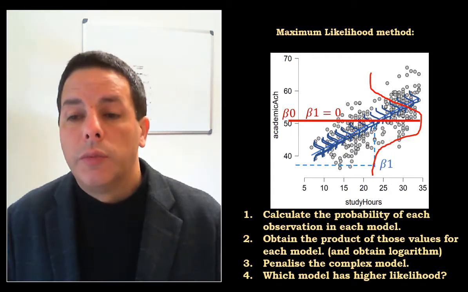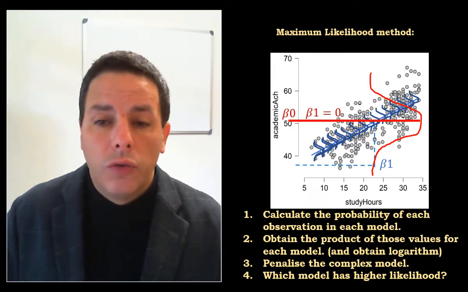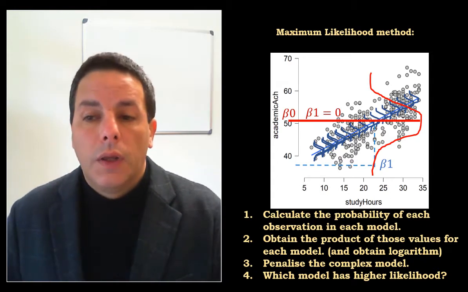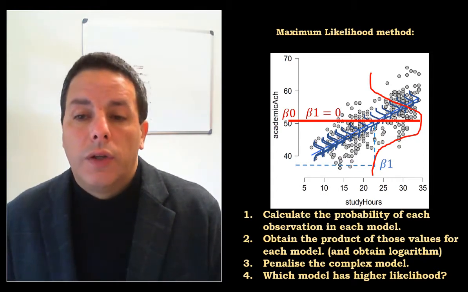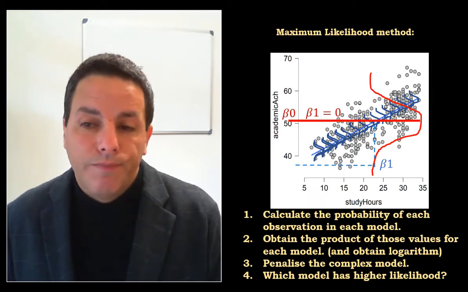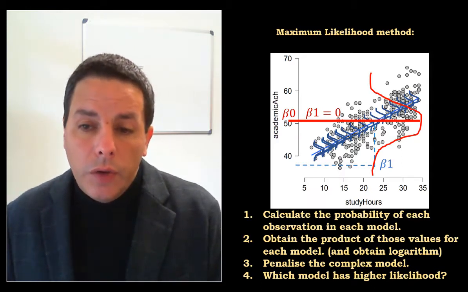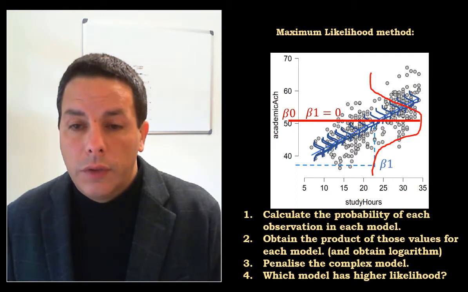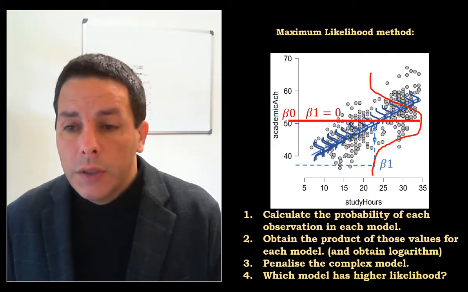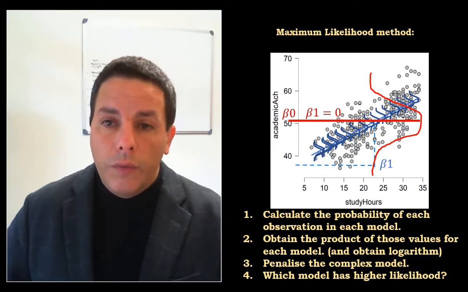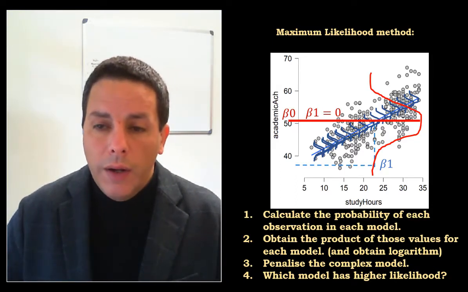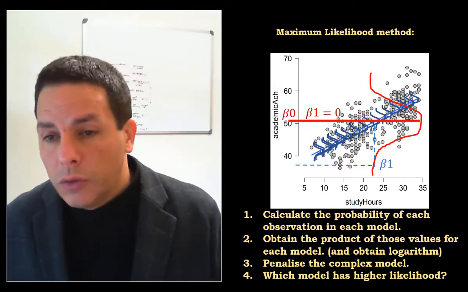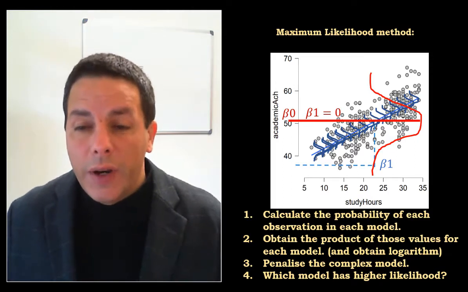Well, the probability is determined by that normal distribution. So values close to 51, which is the mean, would be more likely, and values that are further away from 51 are less likely. Okay, so then we obtain the product of those values. So in the case of the model with only one parameter, we've got a probability of observing observation 1 times the probability of observing observation 2 times the probability of observation 3, 4, until 300.